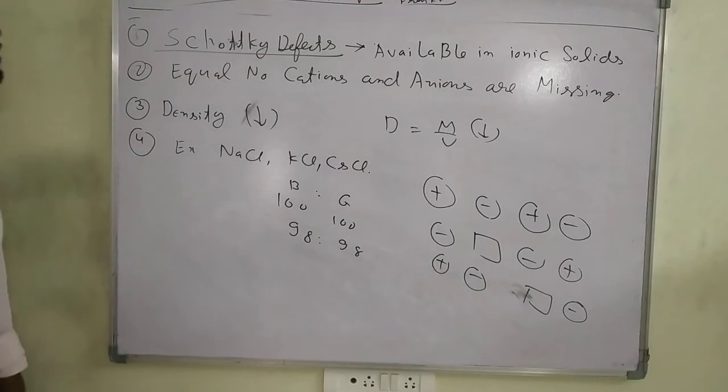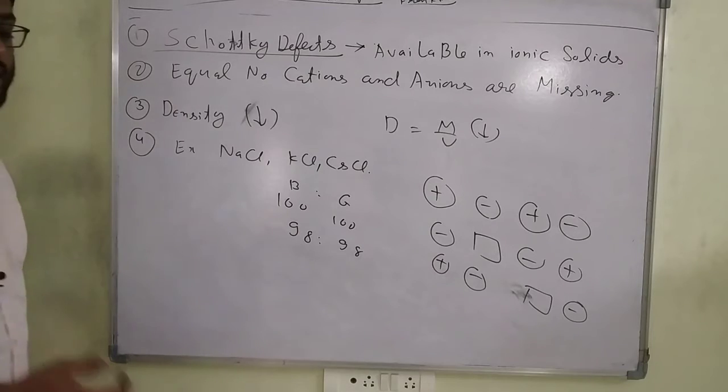Are you getting my point? Just pause this video and write down this point. Schottky defect is available in ionic solids. Equal numbers of cations and anions are missing. Density will decrease. Example: KCl, NaCl, CaCl.